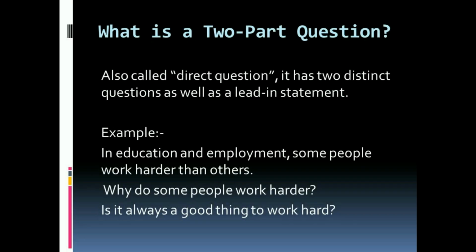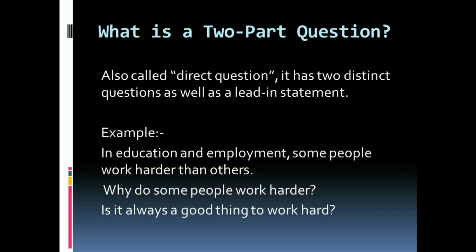First, let's look at what a two-part question is. You've probably heard this phrase before. You'll read it in textbooks or on websites. You may hear your teachers use it, or you may hear people like me on YouTube talking about this kind of question. But there's another phrase. They say direct question. In either case, it means the same thing.